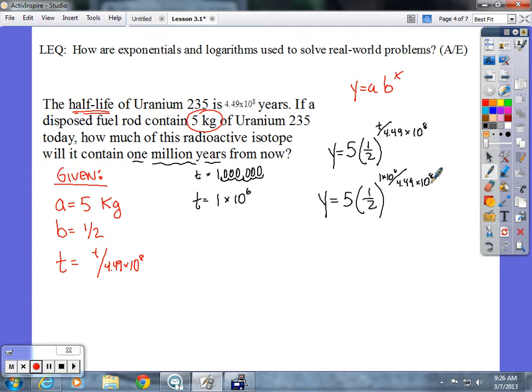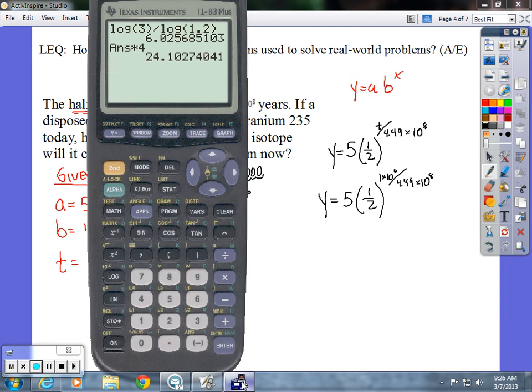Basically what we're looking at here is we haven't even had one half-life happen yet. So it's not going to be 2.5. It should be a number bigger than 2.5 because 1 times 10 to the 6th is smaller than 4.49 times 10 to the 8th. So if I use my calculator for this, obviously I don't want to do that by hand: 5 times 1/2 to the power of 1 times 10 to the 6th divided by 4.49 times 10 to the 8th.